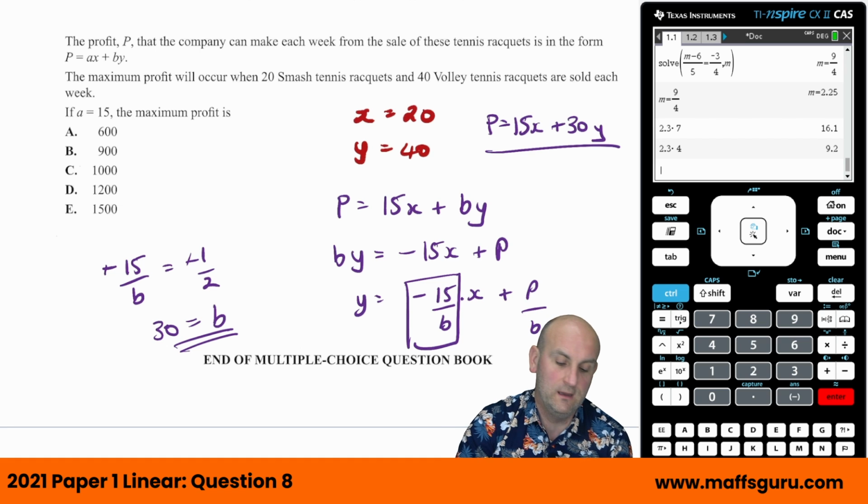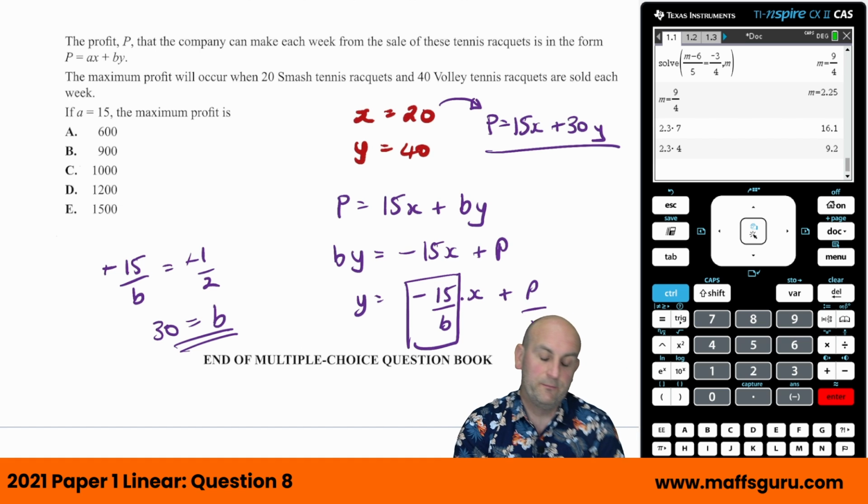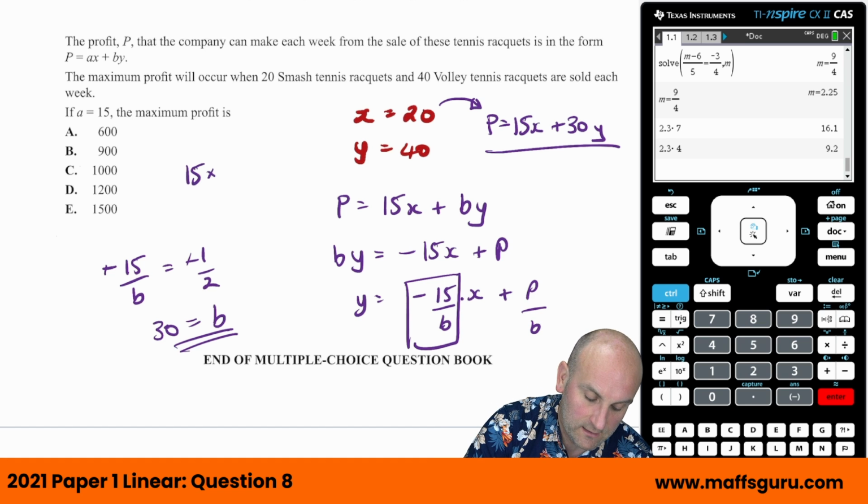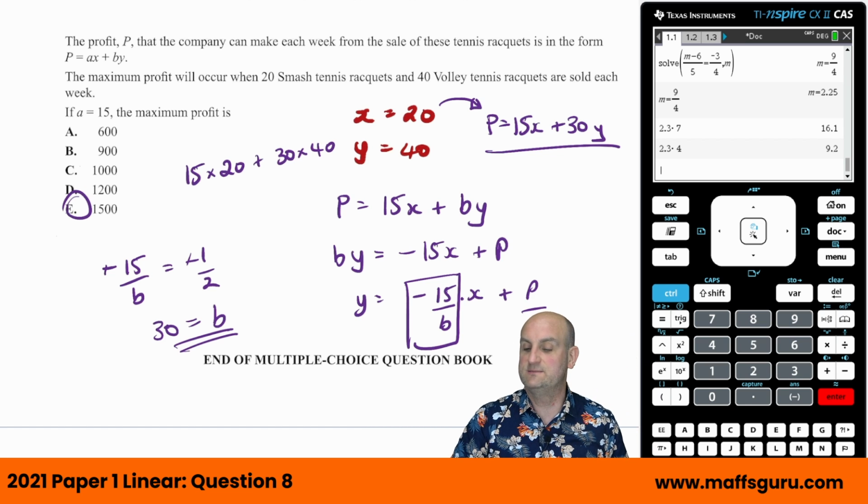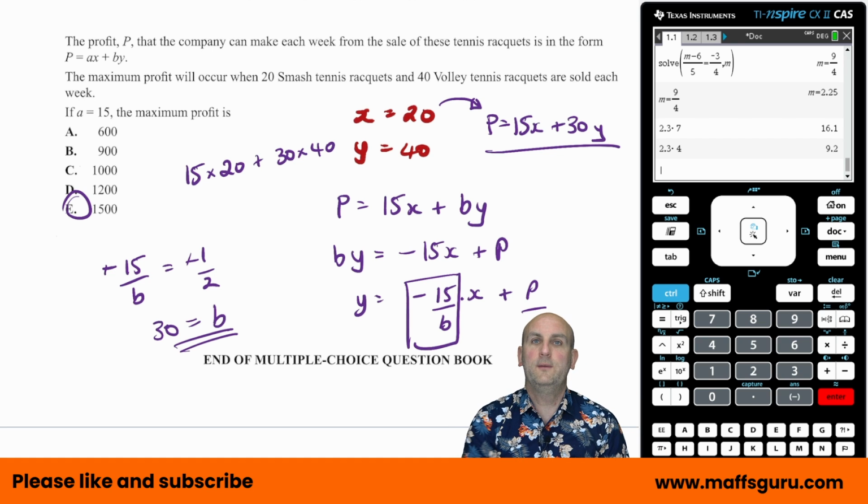How is that useful to me? Because I now can find the maximum profit by putting the values of 20 and 40 into there. So when I did 15 times 20 plus 30 times 40, I ended up with 1500 and E as my correct answer. Whew, there we go. Those are the solutions.